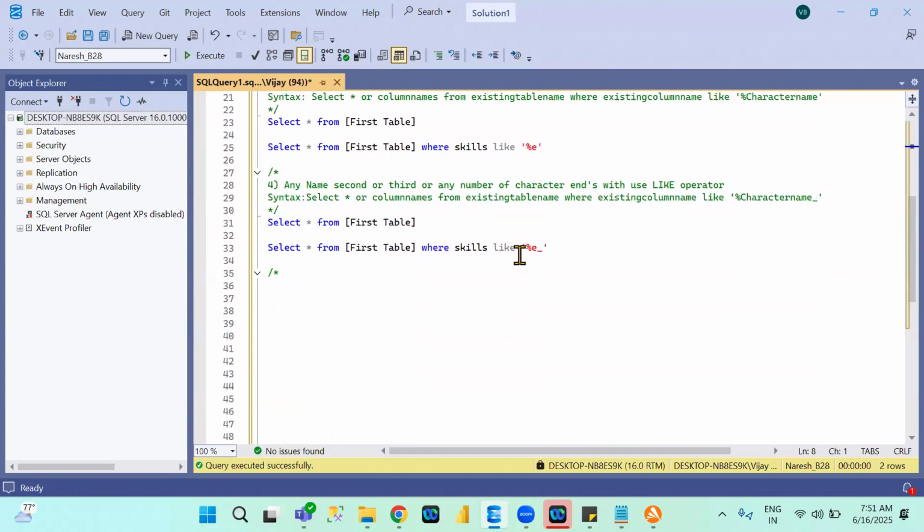Even for the third character, you know, right? How to write the examples for third. Ends with the third character or fourth character. After the character, you have to write that many underscores. You know, right? I already showed the example. The same examples you have to try from here. Okay.